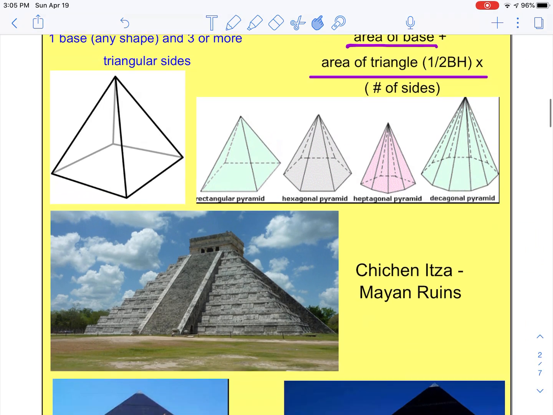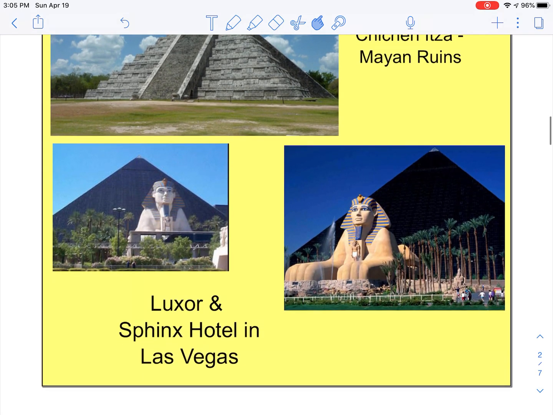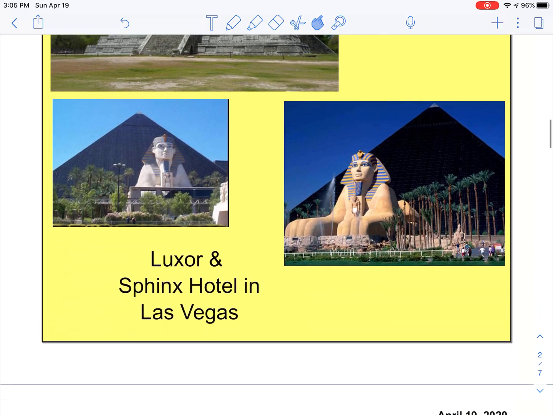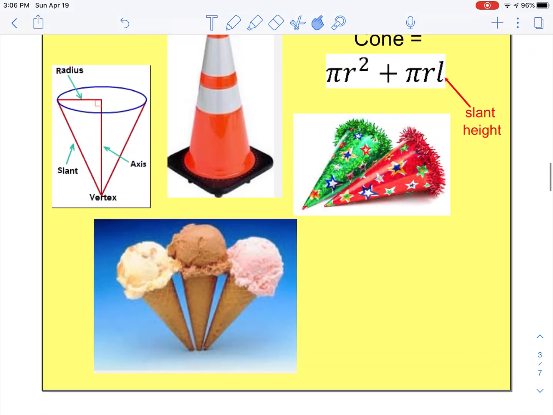So let's do a couple examples. I'd like to show real life examples of what we're finding here. Mayan ruins. Some pieces in Vegas.